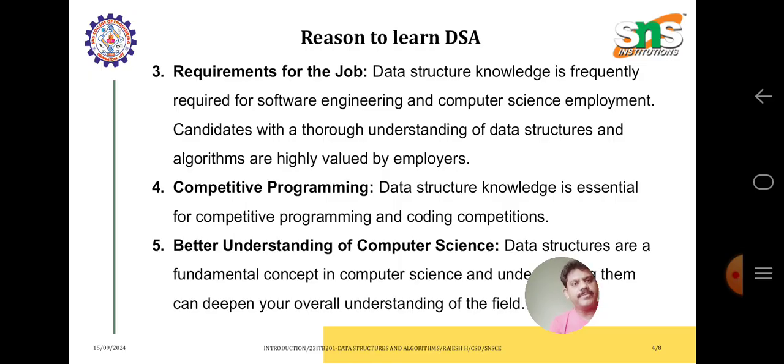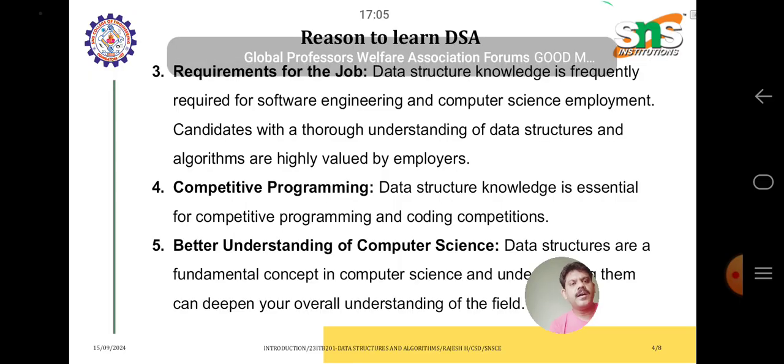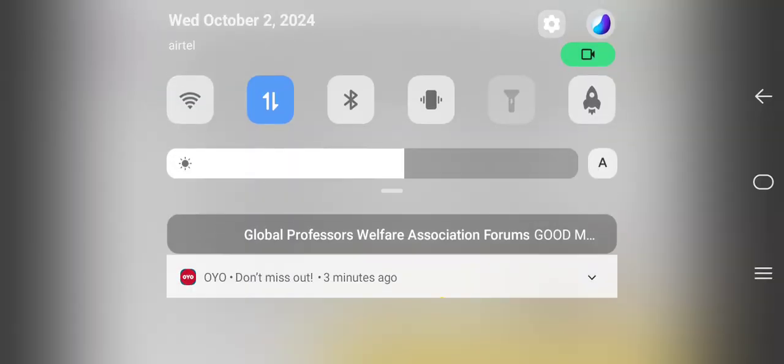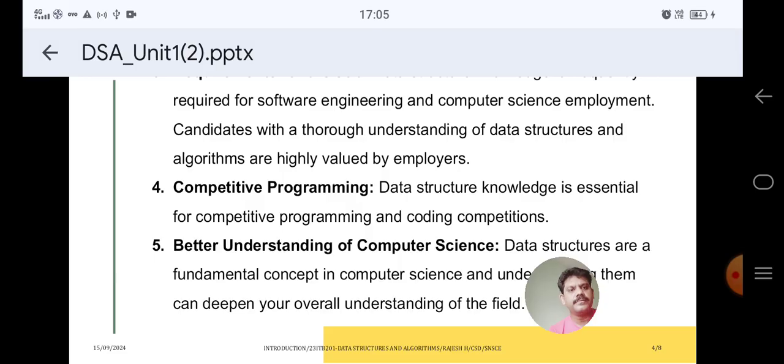The fourth reason is competitive programming, where data structure knowledge is highly important in every competitive examination, coding examination, or hackathon competition. The fifth reason is for a better understanding of computer science, because in the computer science department, the role of data structures is very huge. Data structures help computer science to solve problems at the global level.